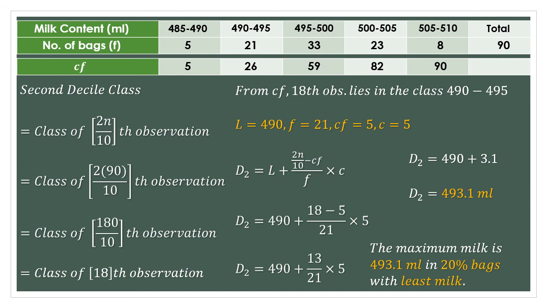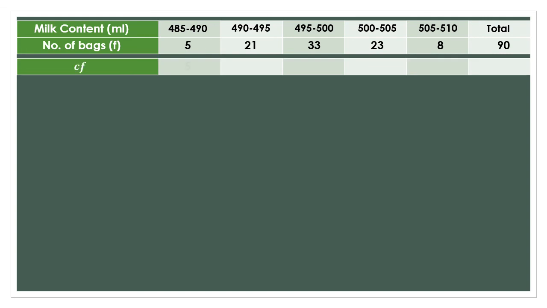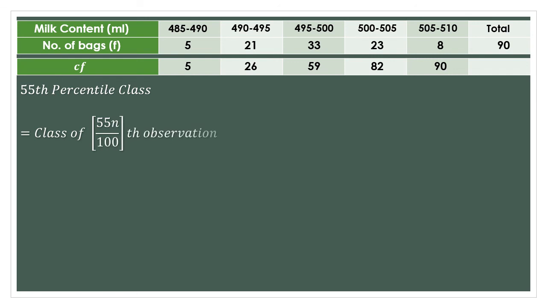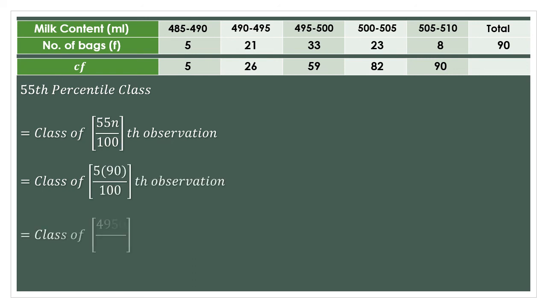Moving on to the last sum of this tutorial, I will be rewriting the whole table again in a fast manner. We need to find the 55th percentile class here, that is 55 upon 100th observation, meaning 55 will be multiplied by 90 and your answer will be 4950 divided by 100, that is the 49.5th observation.